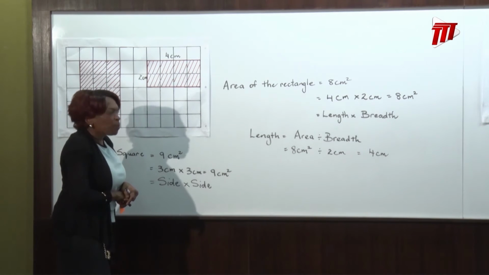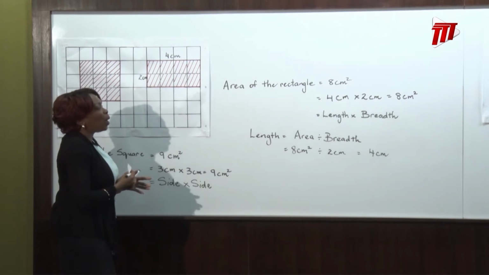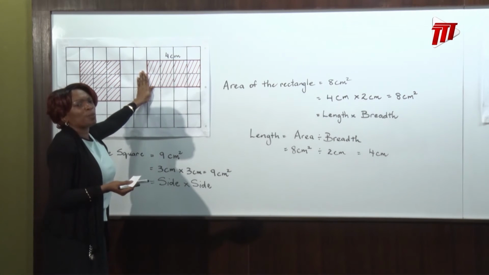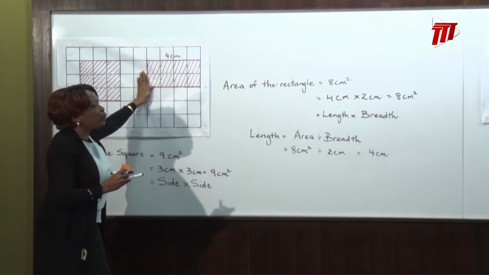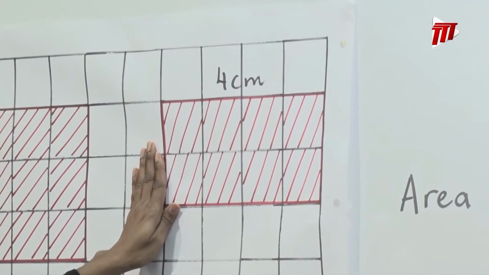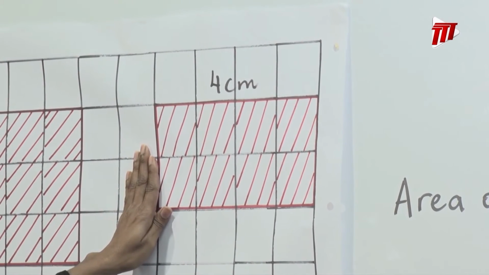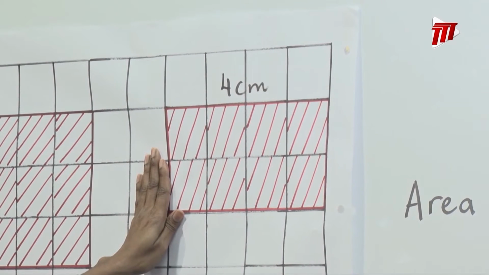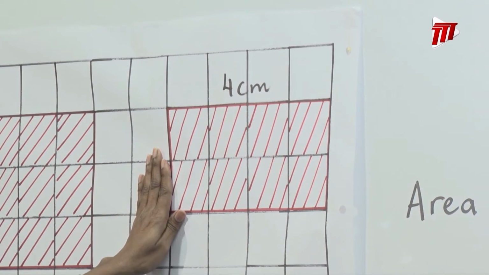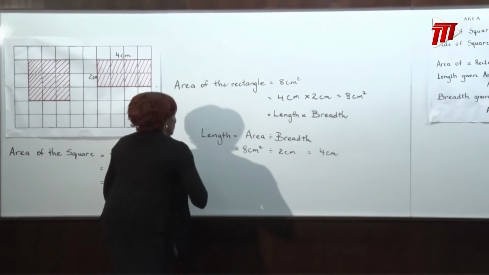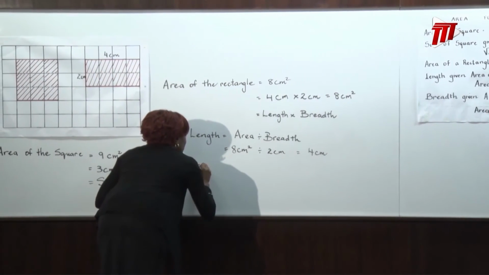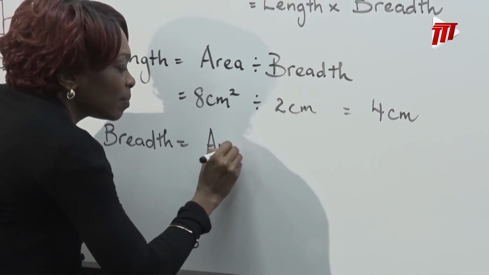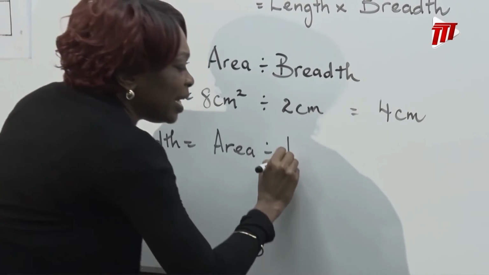Are you seeing it? So what if now the breadth were missing? Are you seeing the pattern? I think you're catching it. What can I do with the area and the length to find the missing breadth? We are going to divide. So in order to find the breadth, what are we going to do? We are going to say the area divided by the length.